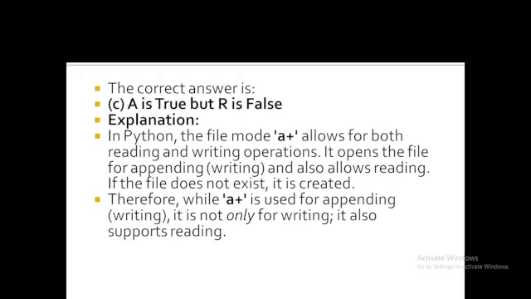In Python, the file mode A plus allows both read and write. It opens the file for appending, and also allows reading. If the file does not exist, it is created. अगर file exist नहीं करता है तो ये create कर देगा. Therefore, while A plus is used for appending, it is not only for writing, it also supports reading. See, B is also correct, A is also correct, but R is not the correct answer which supports the answer of A.